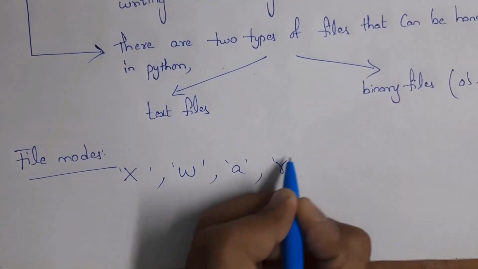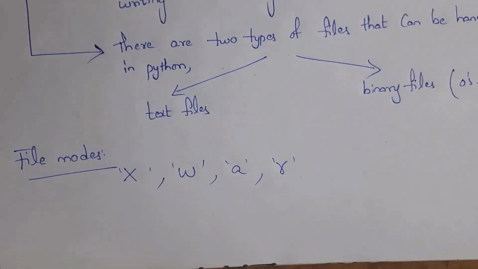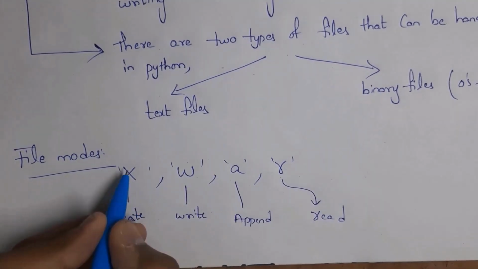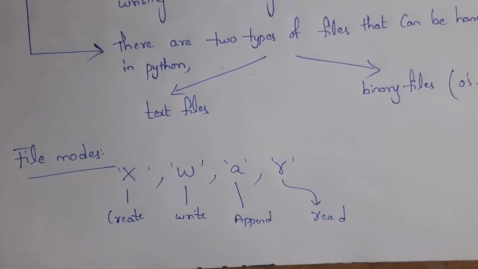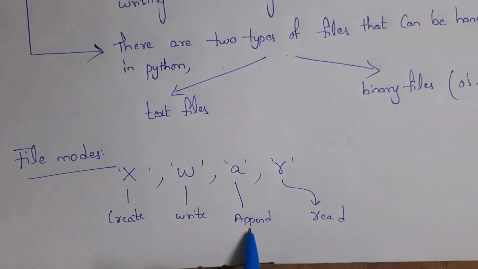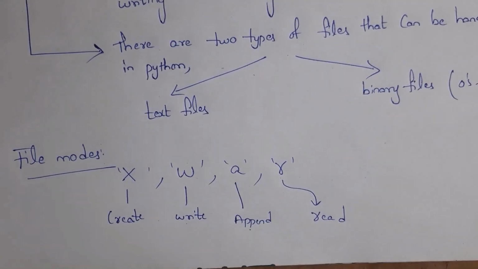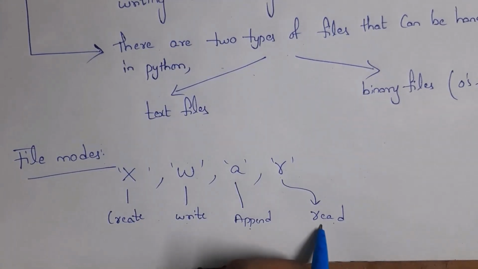Next, I will explain R mode, where R stands for read. Whatever text is present inside my file, if you want to see the text in the Python terminal, you need to use read mode. By using X mode, we can create a file. By using write mode, we can add text into our file. Already some data is present in my file. If you want to add some more data at last, then you need to use append mode. Whatever data is present in my text file, if you want to see that data in the Python terminal, you need to use read mode. By using read mode, we can read a file.